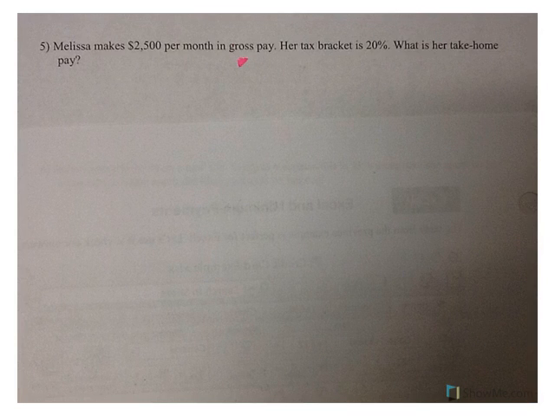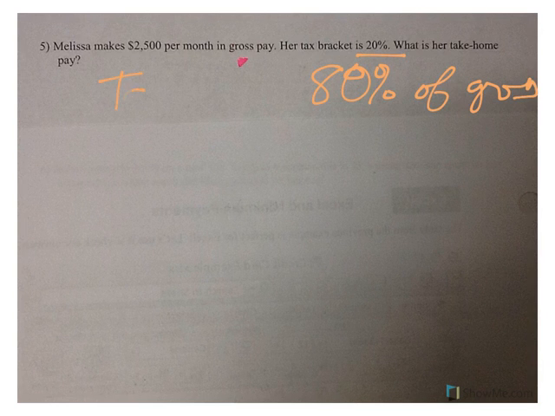Number 5, Melissa makes $2,500 per month in gross pay, so really she earns that. She doesn't make it. Making money is illegal. Her tax bracket is 20%. What is her take-home pay? Well, when you're thinking this through, if her tax bracket is 20%, that means she earns 80% of her gross. That's what she takes home. Take home is 80% of her gross. Her tax bracket, what does that mean? Well, if they take out 20%, it means she's keeping 80%.